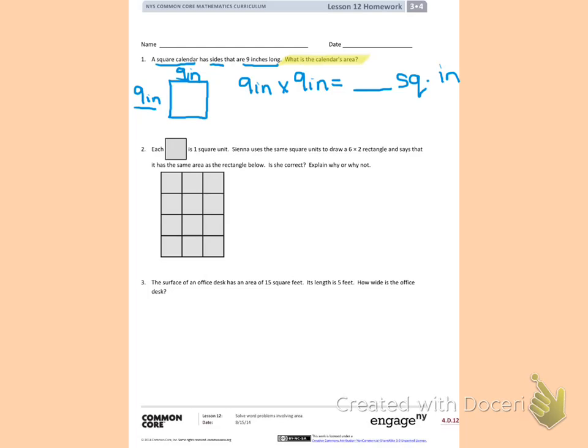What is the calendar's area? The calendar's area is blank square inches. Period.